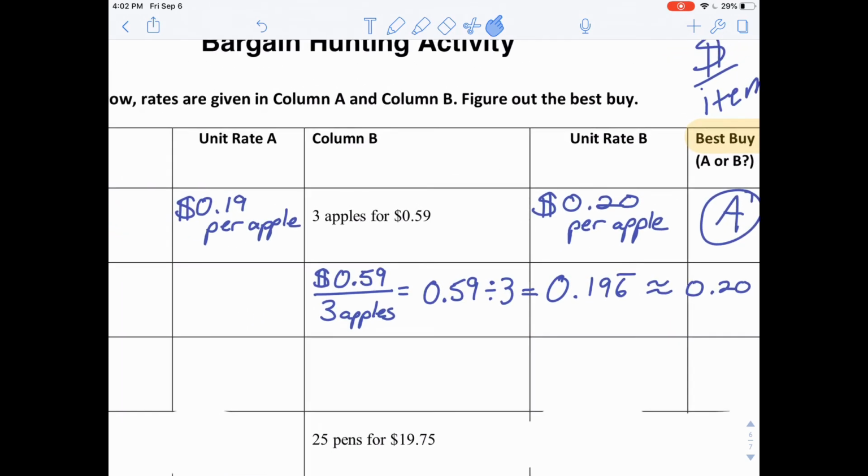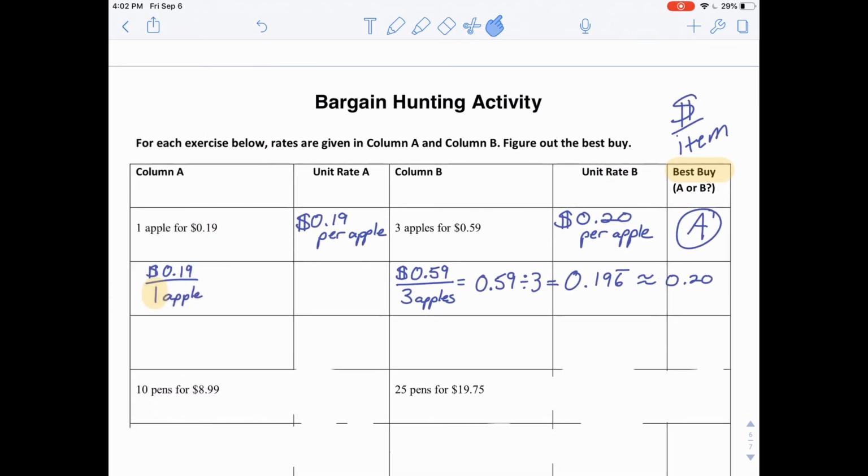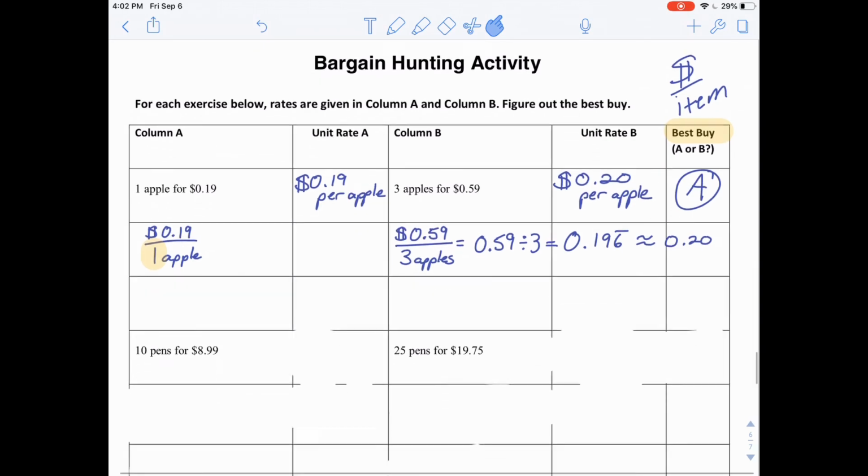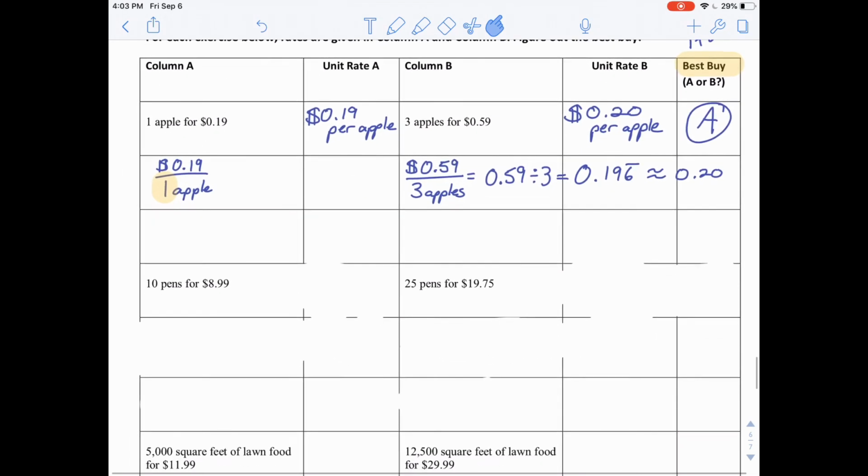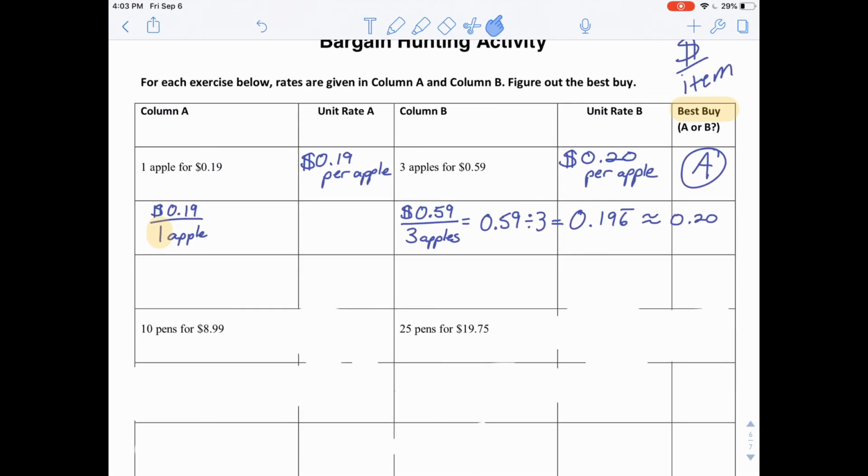And that's pretty close to what we had in column A. You might not care so much when you're at the store, but the question asked us which one is the better buy. And in this case, 19 cents per apple in column A is the better buy. So now you can try. We've got 10 pens for $8.99 and 25 pens for $19.75. You can pause the video here while you figure out which of those is the better buy.